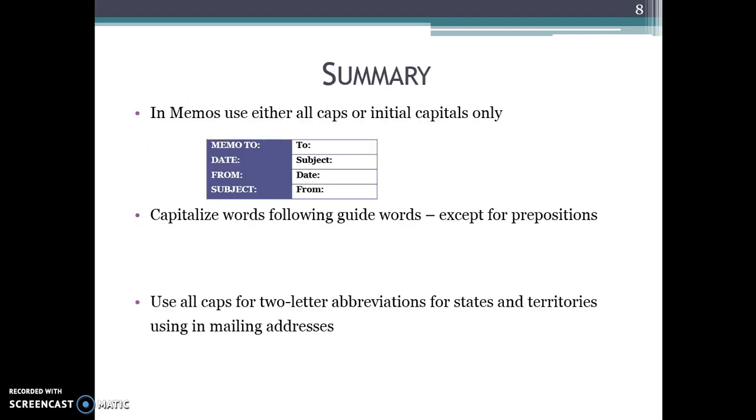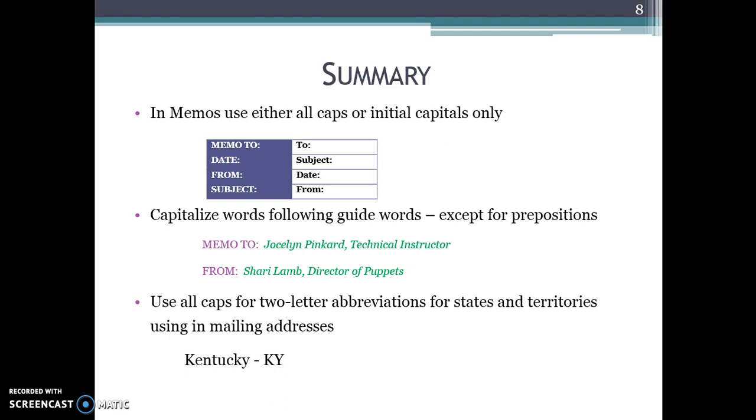The summary of this lecture is: in memos, you will use all caps or initial capital letters. All caps, initial caps. You want to capitalize words following guide words except the preposition. You want to use all caps for two-letter abbreviations for states and territories in mailing addresses.